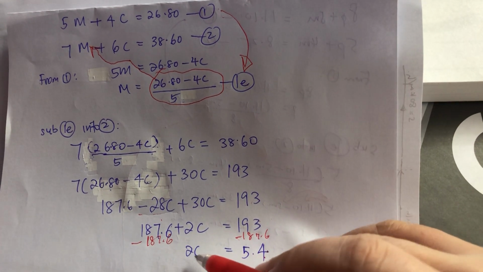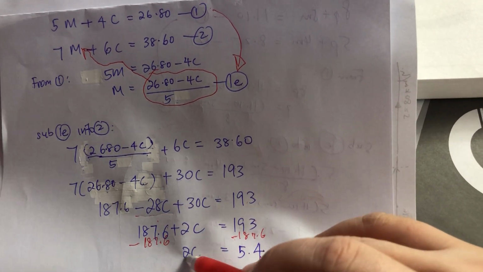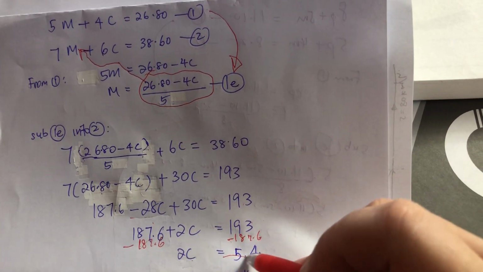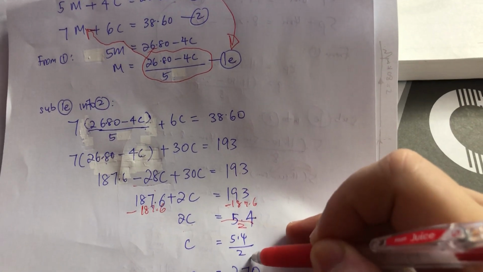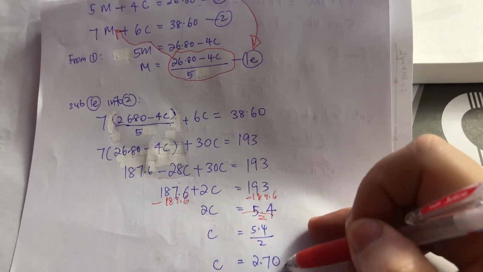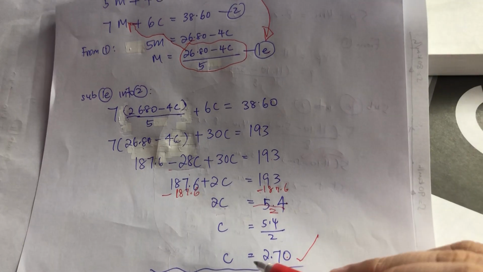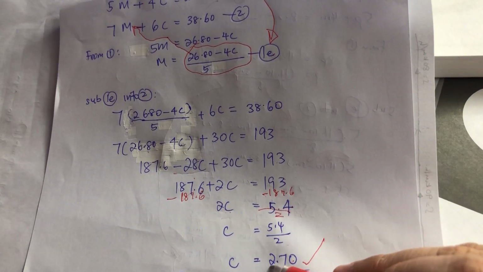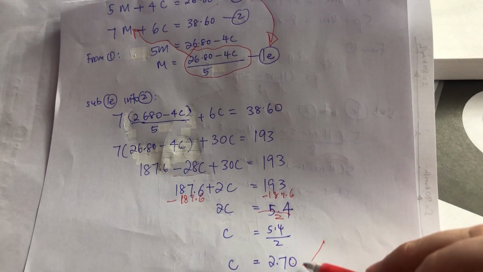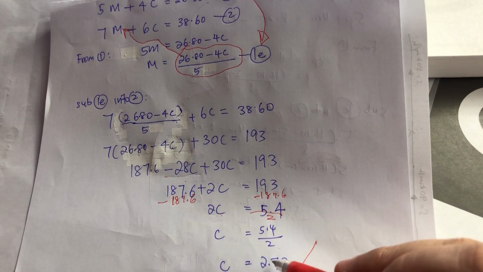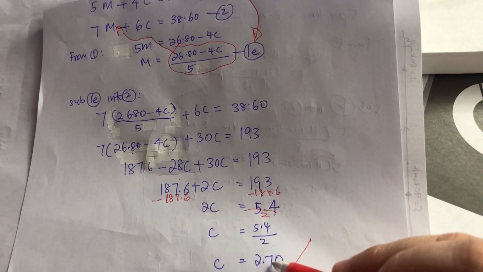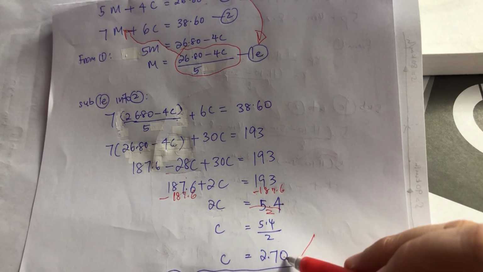Now in order to find C, I do not want the 2 here. I divide by 2, divide by 2. I'll get 2.70. That means 1 cup of citron tea costs $2.70. Remember to write your answer in money to 2 decimal places.